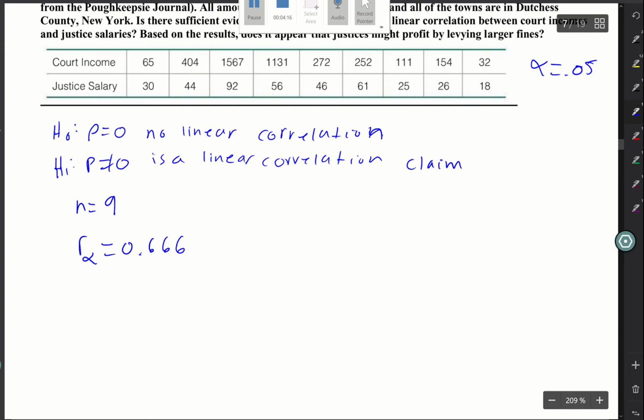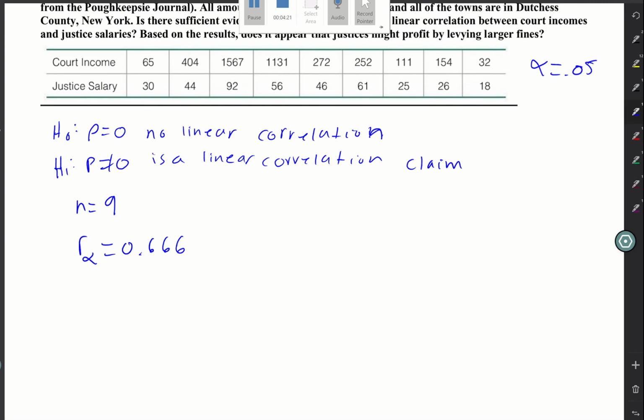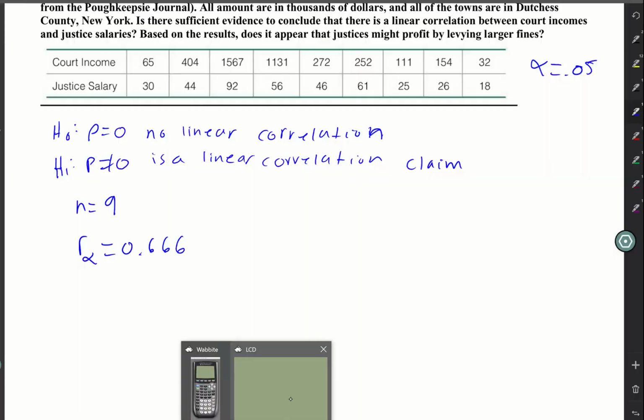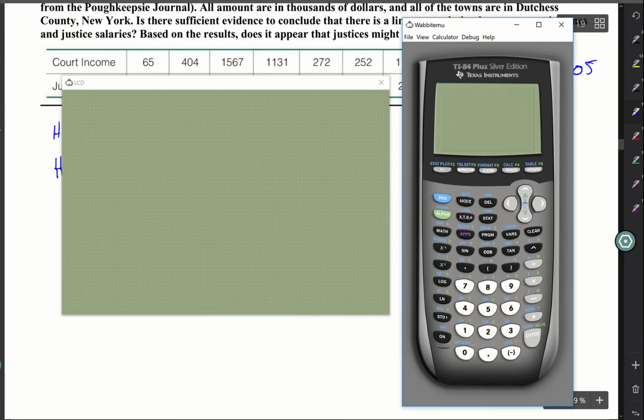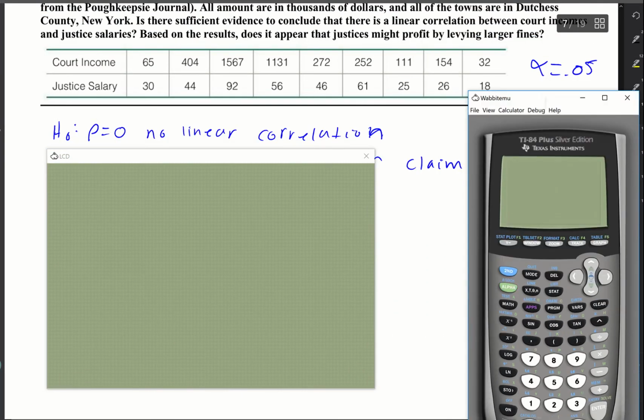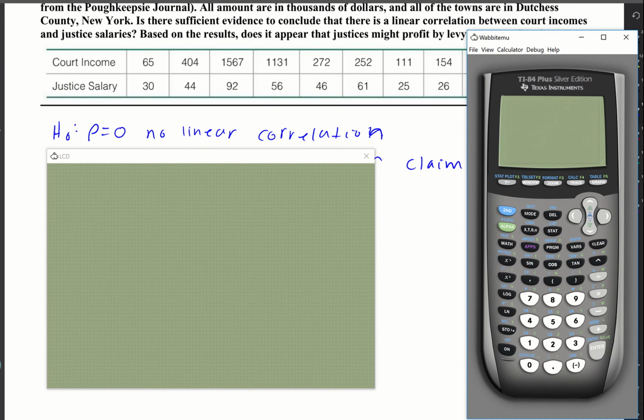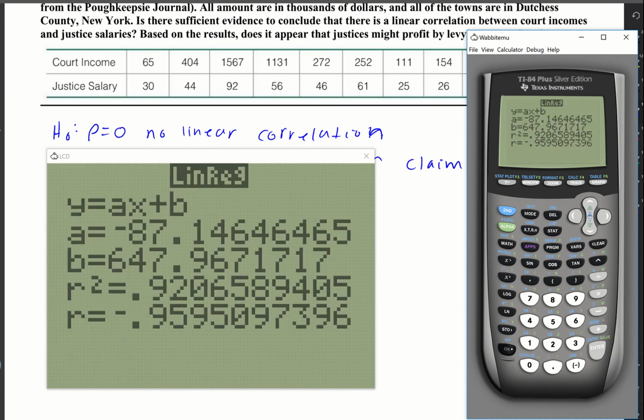Then what I need to do is find R. I need to either find it in my calculator using the two lists, or I can find it in StatKey, and I do have that data preloaded. So we can find it in a couple of ways, but let's take a look by putting it in our list. I'm going to put all of the court income in one list, and then the justice salary in another.